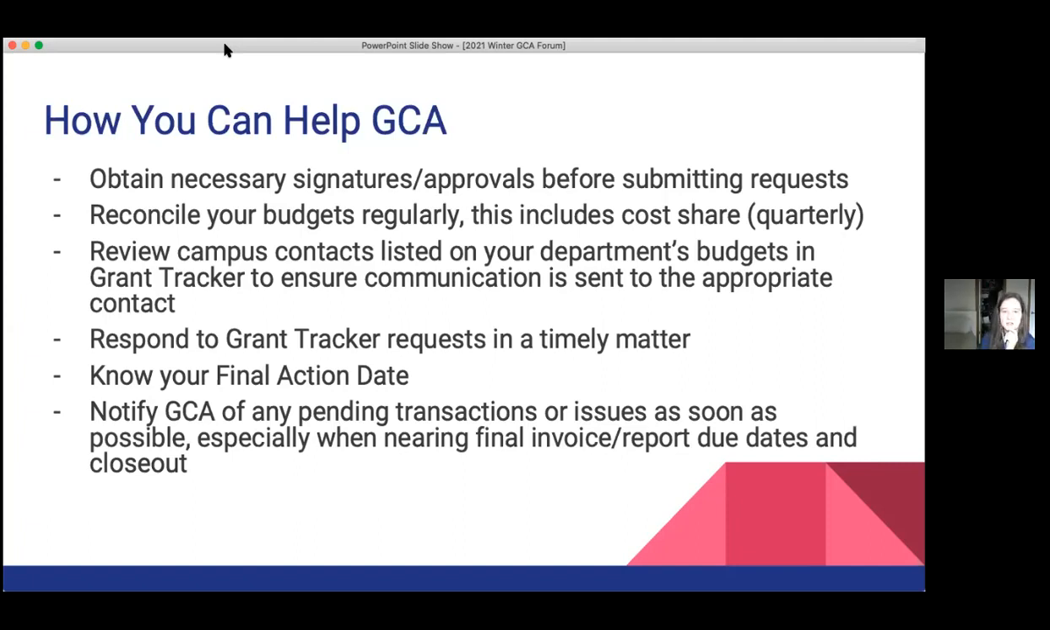Please respond to our Grant Tracker requests in a timely manner. Know your final action date, and then notify GCA of any pending transactions or issues as soon as you become aware, especially when we're nearing the end of the budget and final invoices or reports are due.